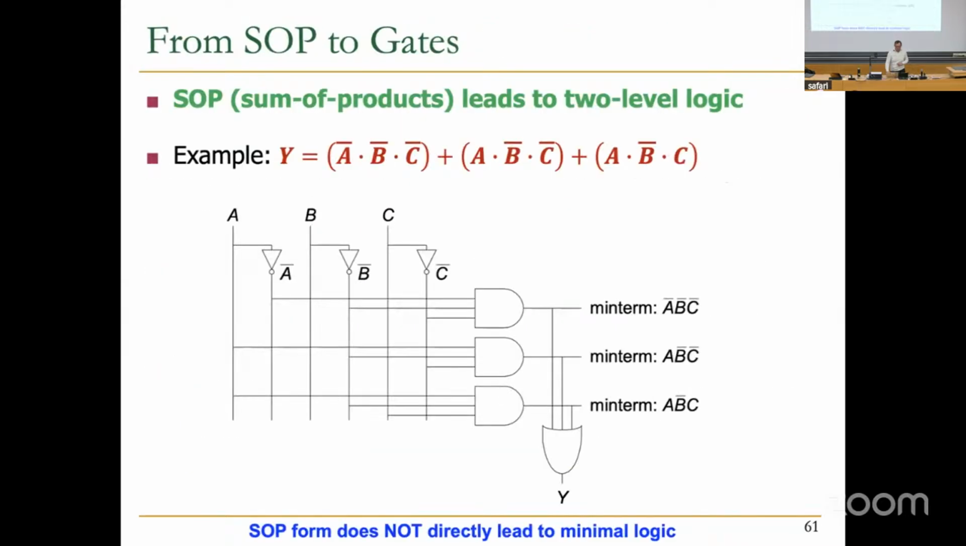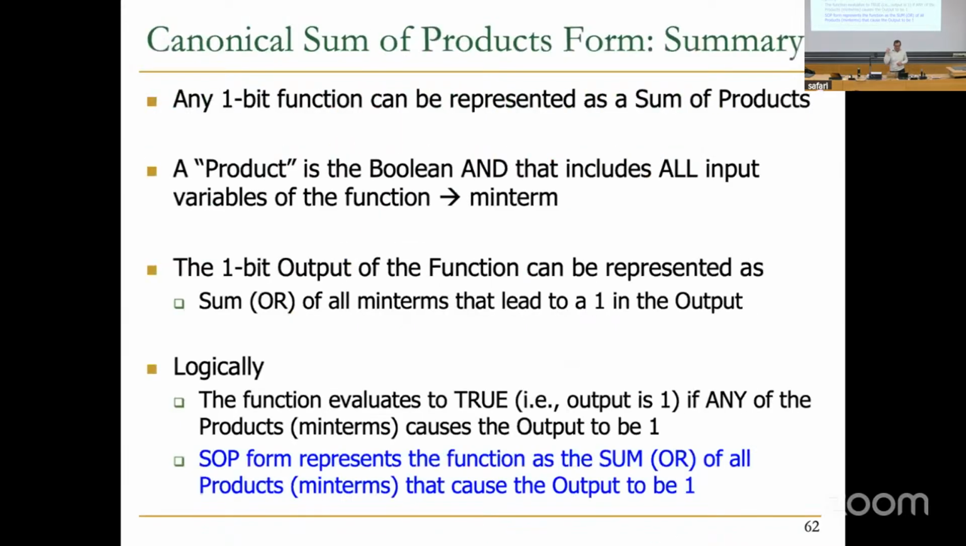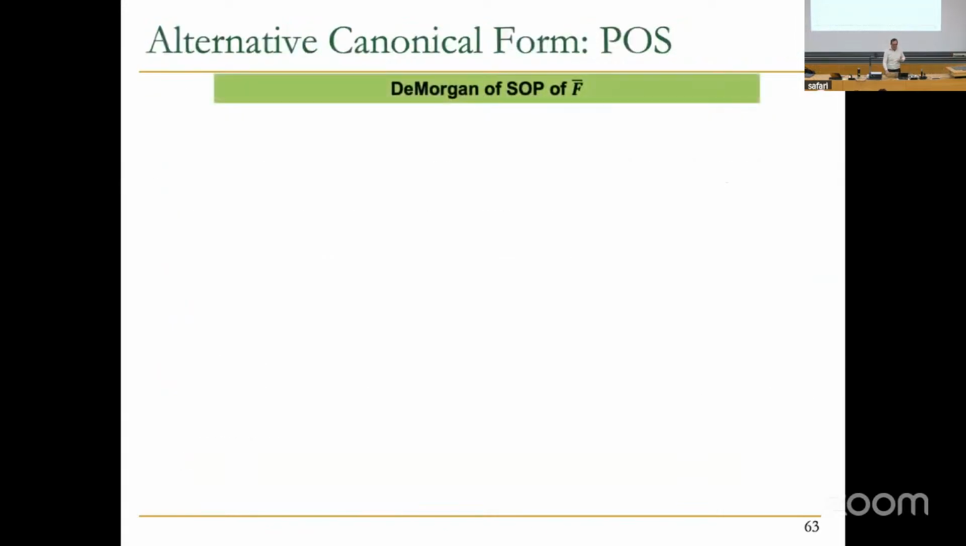Okay. So this is a summary of canonical sum of products that I'm not going to go through, but essentially, logically, SOP form represents the function as a sum, or OR, of all products, minterms, that cause the output to be 1. Hopefully that's clear, right? You figure out which minterms lead to 1, and you OR them. That's it. Now, product of sums is another way of representing things. I like sum of products because it's easier, but once you understand products of sums, you can actually deal with it also.